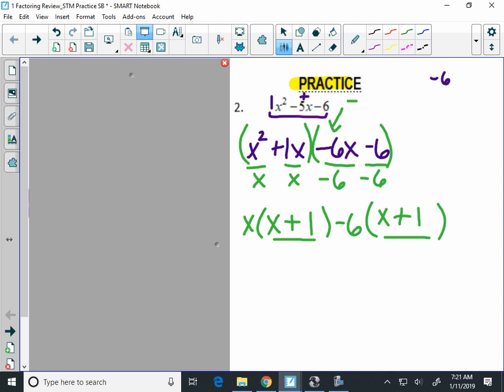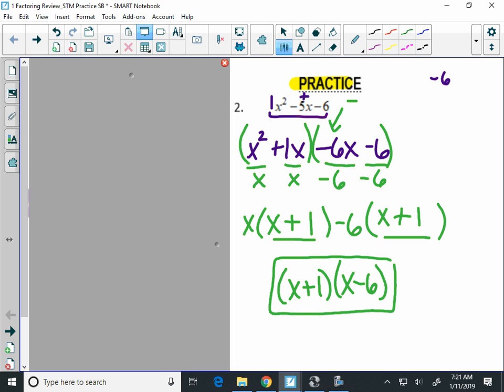These are the same, which is good. So you'll have x plus 1 times x minus 6 is your final answer. And just like before, you could check your work by using the distributive property.